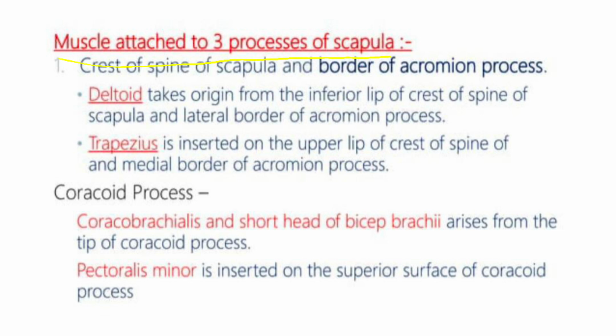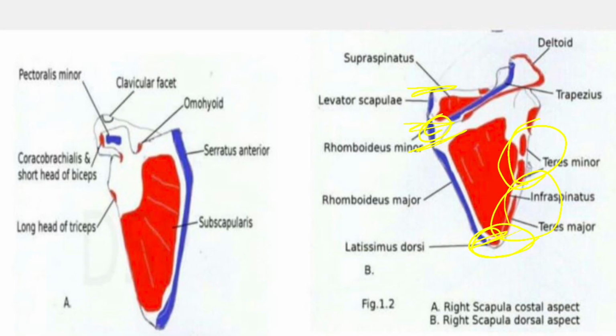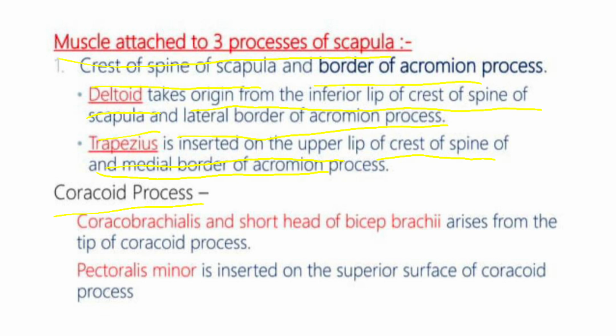Muscles attached to the three processes of the scapula: crest of the spine of the scapula and border of the acromion process. Deltoid muscle takes origin from the inferior lip of the crest of the spine of the scapula and the lateral border of the acromion process. Trapezius is inserted on the upper lip of the crest of the spine of the scapula and the medial border of the acromion process. In this diagram, you can see clearly trapezius on the upper crest of the spine, deltoid on the border of the spinous process. Coracoid process: coracobrachialis and the short head of biceps brachii arise from the tip of the coracoid process, and pectoralis minor is inserted on the superior surface of the coracoid process.